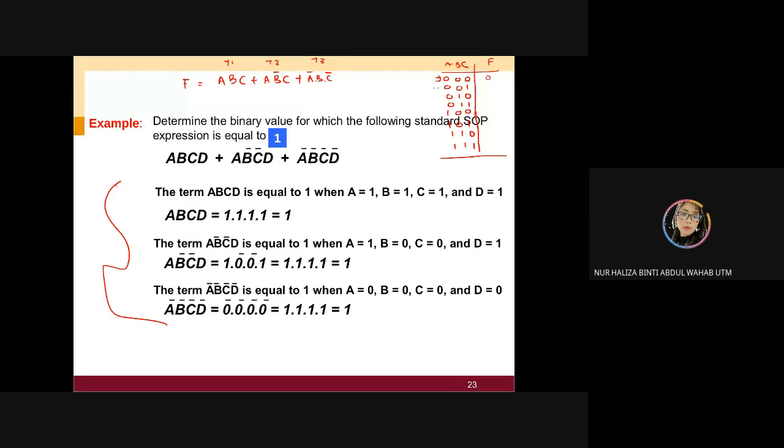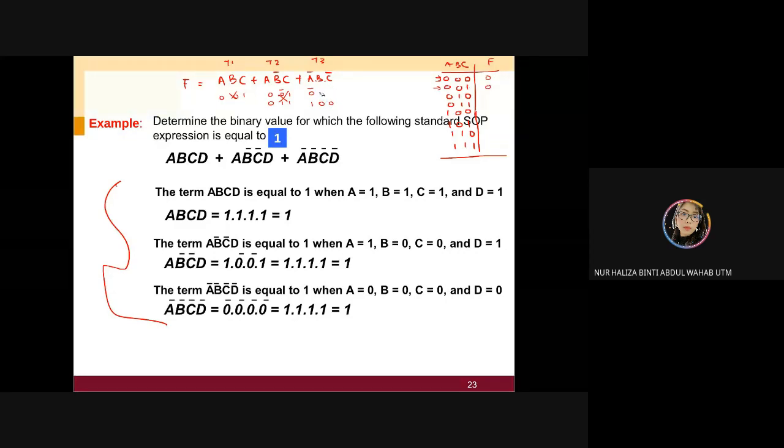I check another one. 0, 0, 1. I apply to term 1: 0, 0, 1. This is 0. Then 0, 0 bar, 1, so I will get 1, 1, 1. No, still 0. For the third term, I'm going to get 0 bar, 0, and then 1 bar, so 1, 0, 0. So I'm going to get 0.